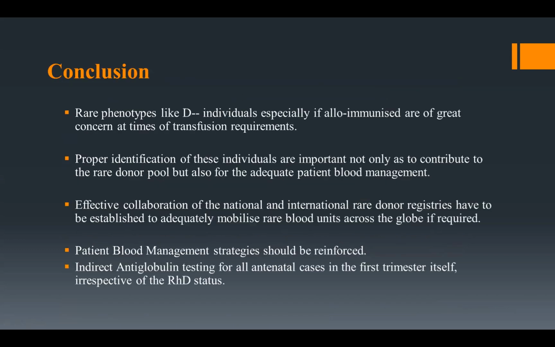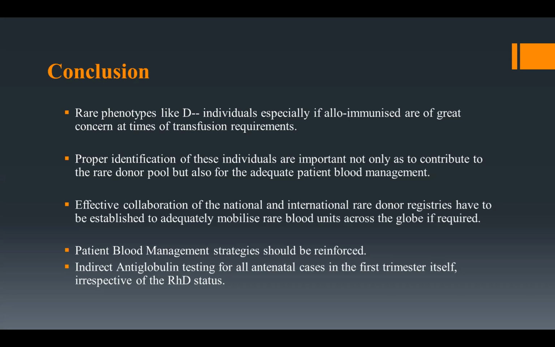So this is to conclude. Such rare phenotypes like D--, especially if allo-immunized, are of great concern at times of transfusion requirements, especially if it's an emergency case, where we won't be able to find a donor at that particular point of time. So what we can do is first of all make a family study, and we can make somebody donate from their family if we are able to find a group match donor from the family members themselves. So family study is very important for such rare phenotypes. If that's not available, then we have to search in the rare donor pool, or we might have to use blood salvage modalities. So this is how we proceed.